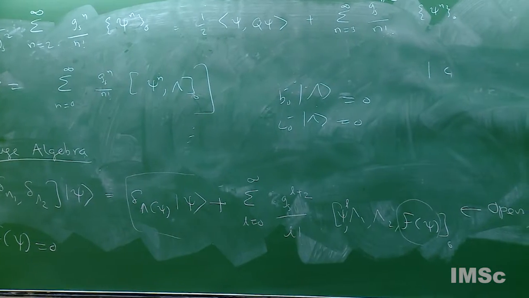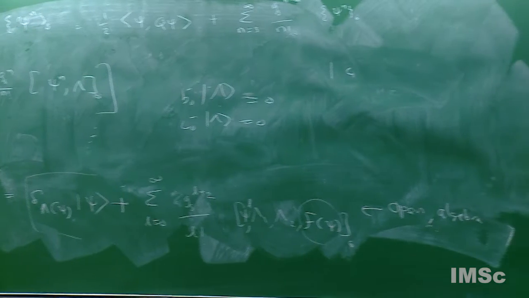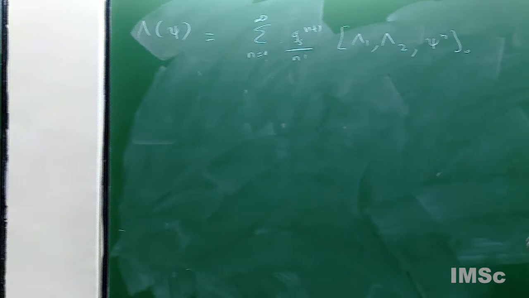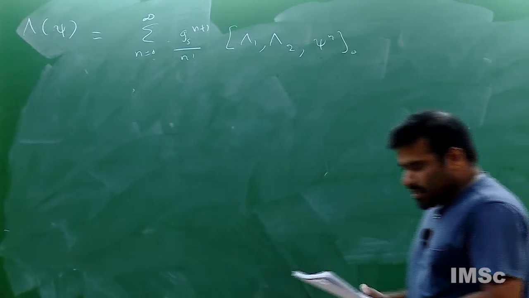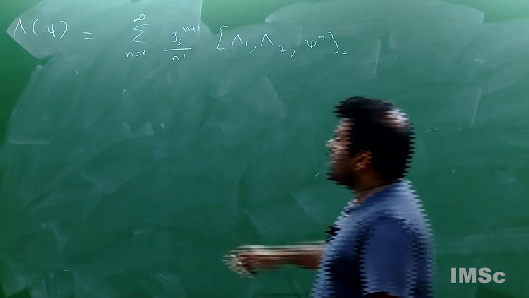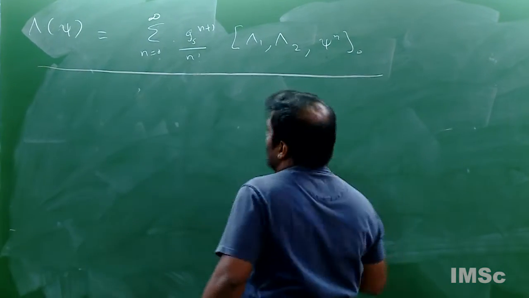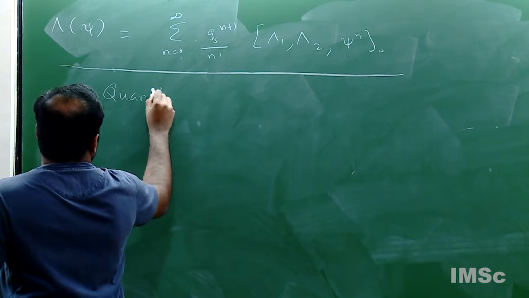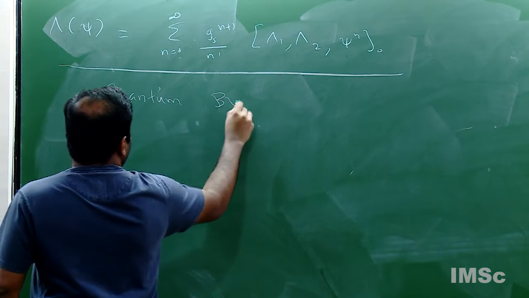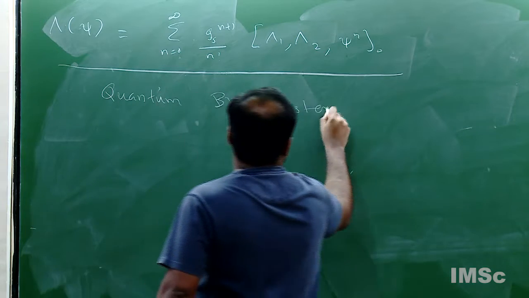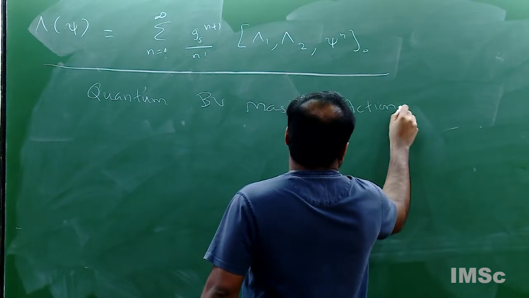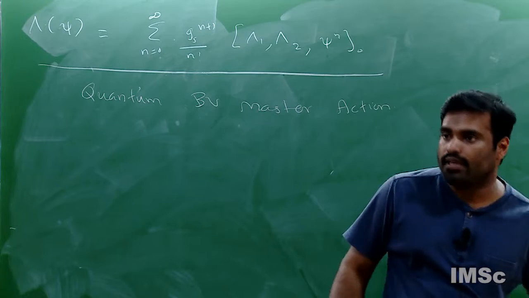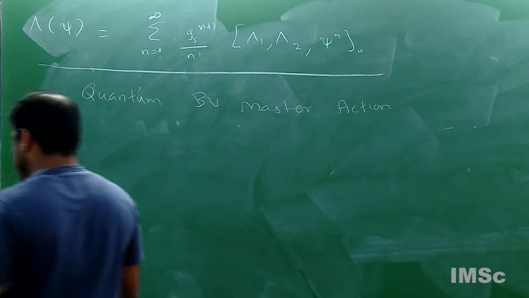So what you have to remember is that you can't use the usual quantization method for quantizing string field theory just by looking at the gauge algebra. Now let us move ahead, and then you can easily write down the quantum BV master equation, the BV master action. Again, you will have a similar action with a simple generalization.